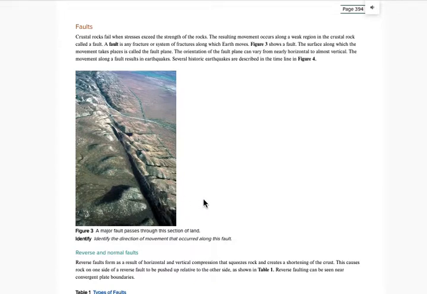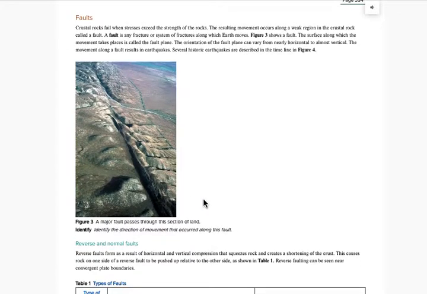So a fault is basically a fracture or break in the earth where the earth has moved or will move some more in the future. And a fault plane is specifically the surface where these movements are taking place. So the orientation of these fault planes, they can be straight up and down inside the earth, they can be horizontal along the earth's surface.